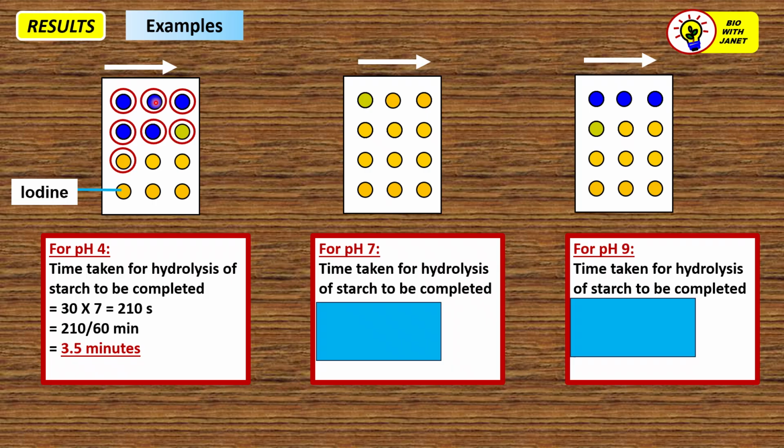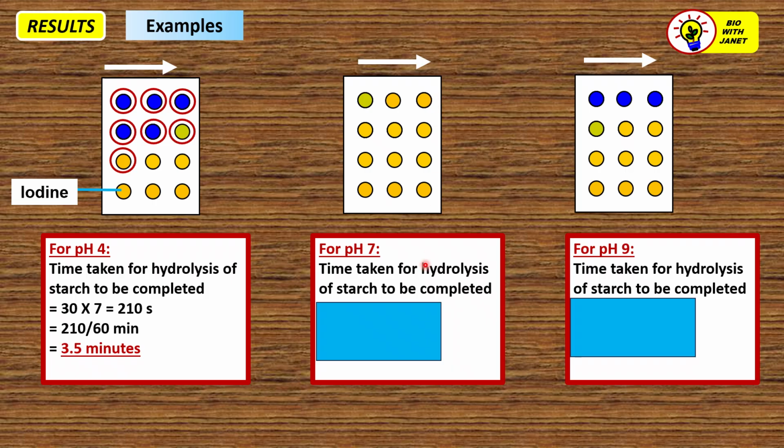30 seconds, 1 minute, 1 minute 30 seconds, 2 minutes, 2 minutes 30 seconds, 3 minutes, 3 minutes 30 seconds, right? Or 3.5 minutes. 30 seconds equals 0.5 minutes.